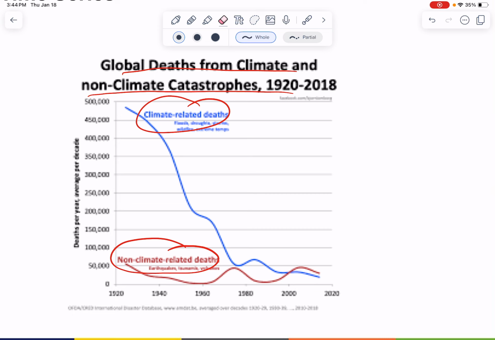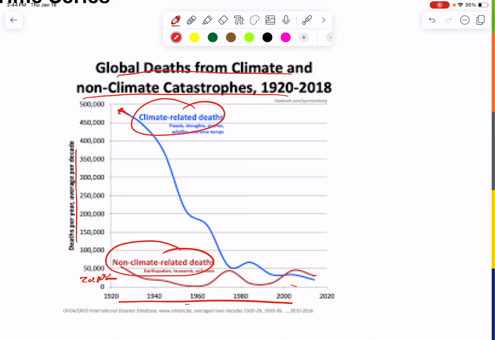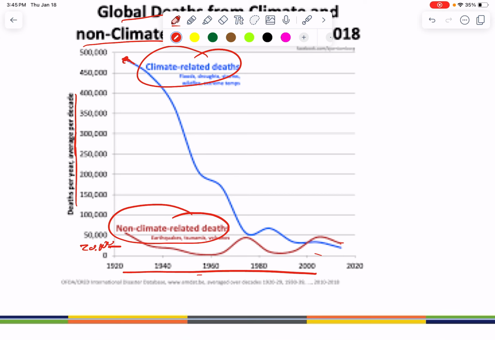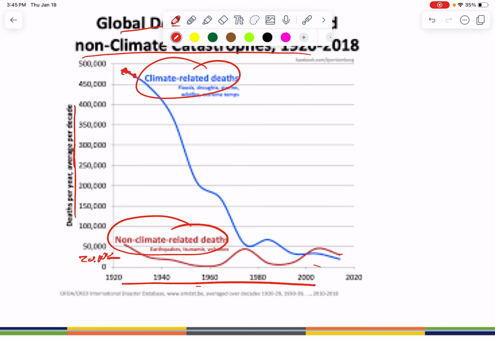And so it used to be in the 1920s that so many people were dying because of climate. At least it looks like that. Over 450,000. But in recent years, it seems to have come down by quite a bit. Maybe 20,000 climate-related deaths now, which is lower than non-climate-related deaths. Now notice this is deaths per year per capita. Oh, I can't read that. Let's see. Zoom. Okay, anyway, for each year there's a point, and they just put all those points together and make this time series plot.